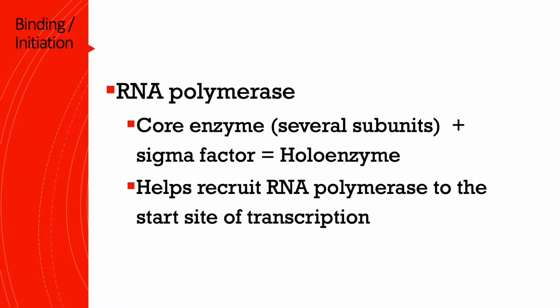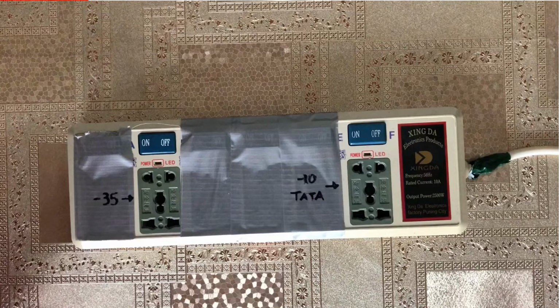When the RNA polymerase core enzyme associates with the sigma factor, it is called a holoenzyme. Its primary job will be to recruit the RNA polymerase to the start site of transcription.